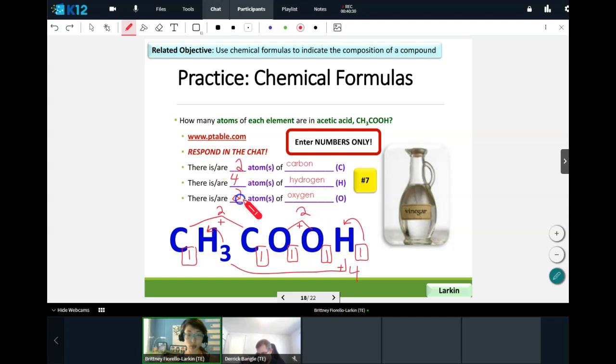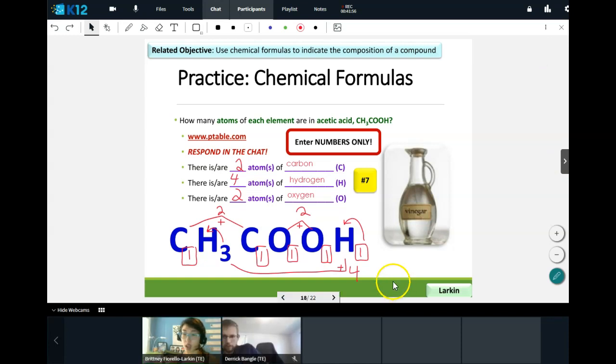This is the answer to number 4. First blank is 2. Second blank is 4. Third blank is 2. You do not need to fill out the element names. Again, do not spell out the numbers. Just put in the actual number digits. You have 30 seconds to fill in number 7.